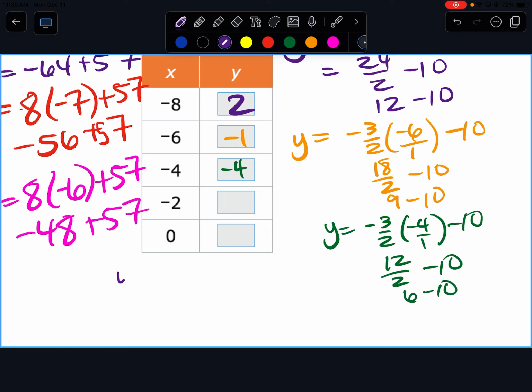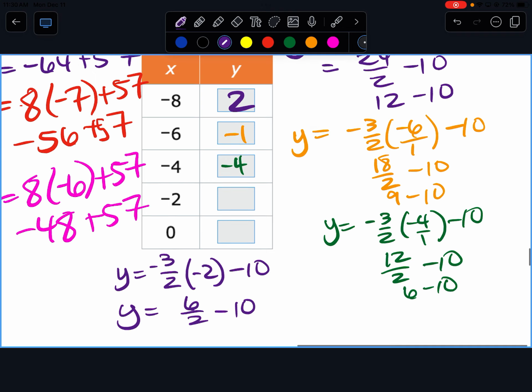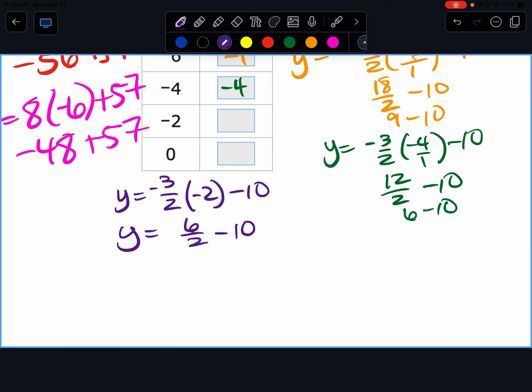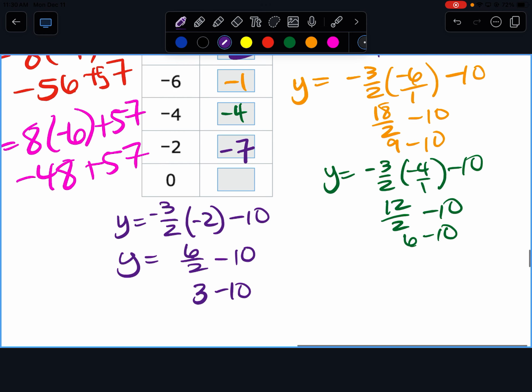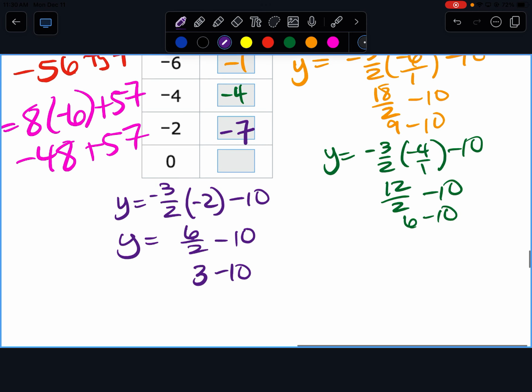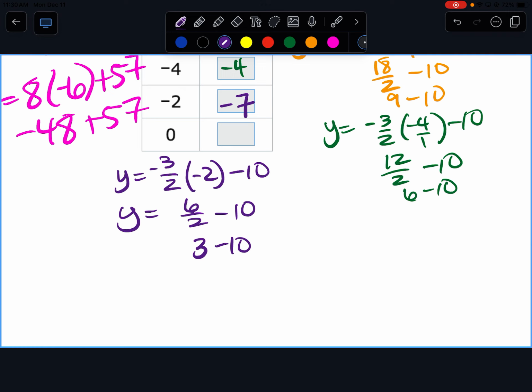Then we have y equals negative 3 over 2 times negative 2 minus 10. So that would get me 6 over 2 minus 10. So that would be 3 minus 10, which is negative 7. And last but certainly not least, negative 3 over 2 times 0 minus 10 will get us negative 10.